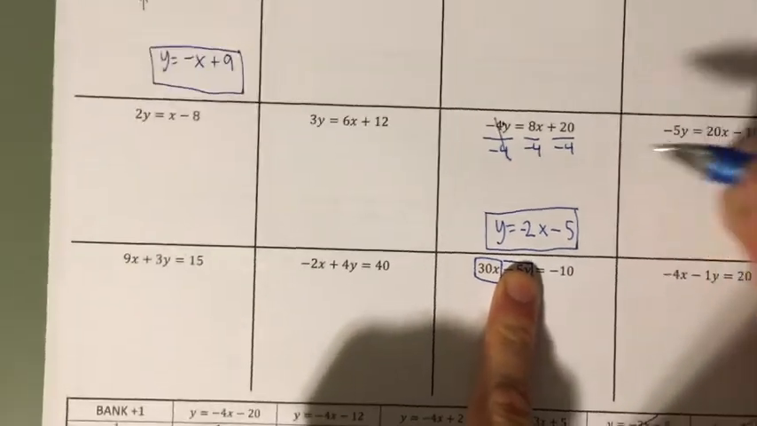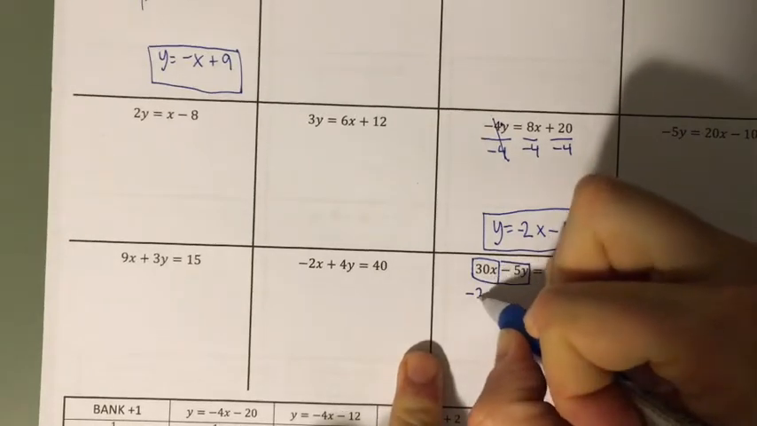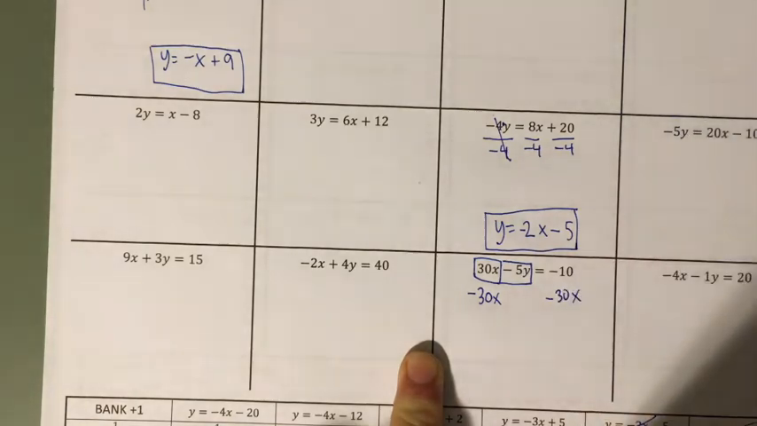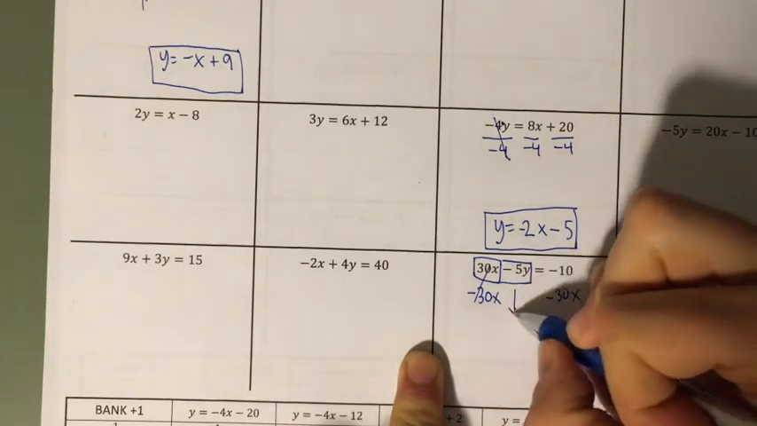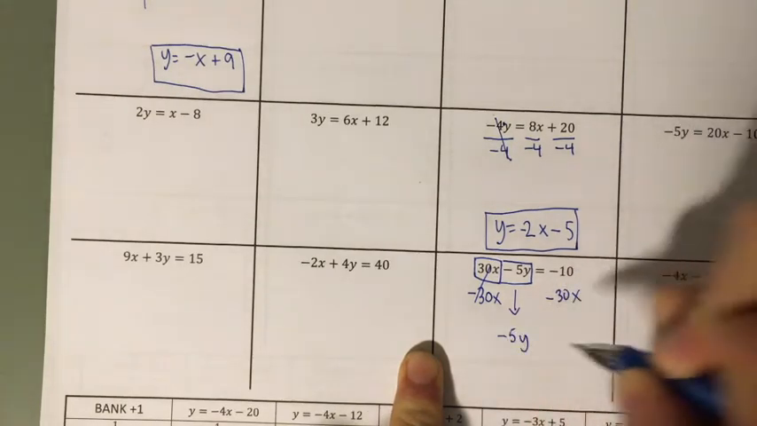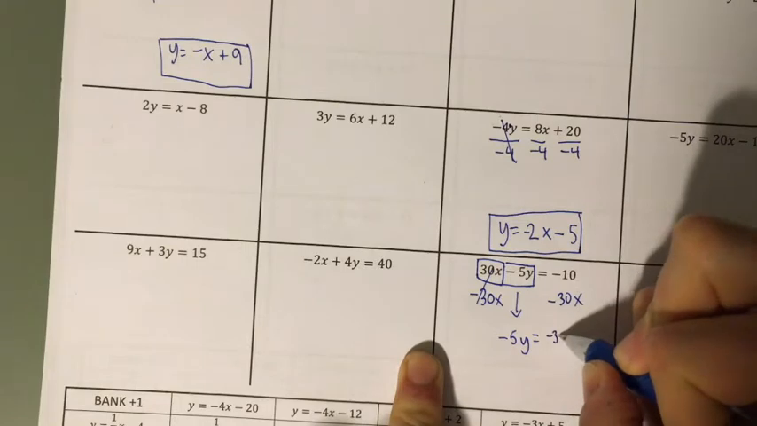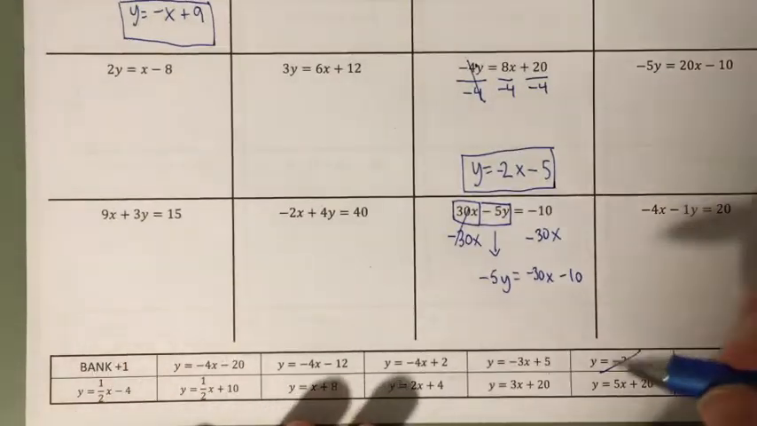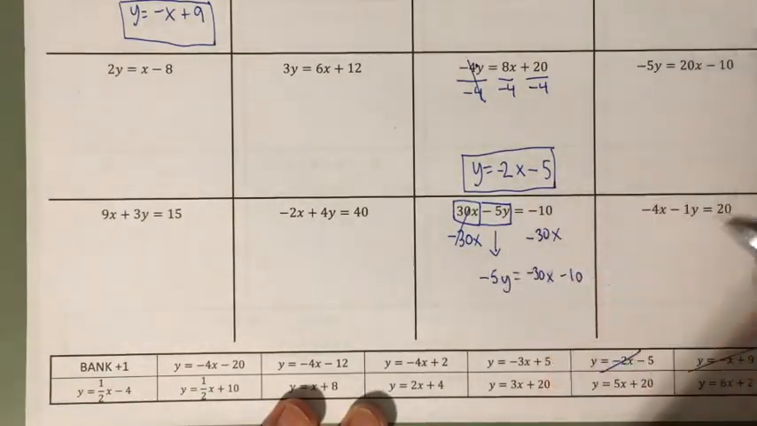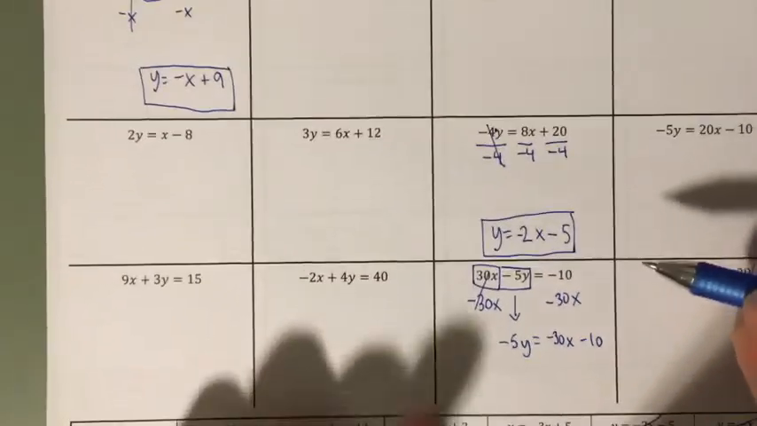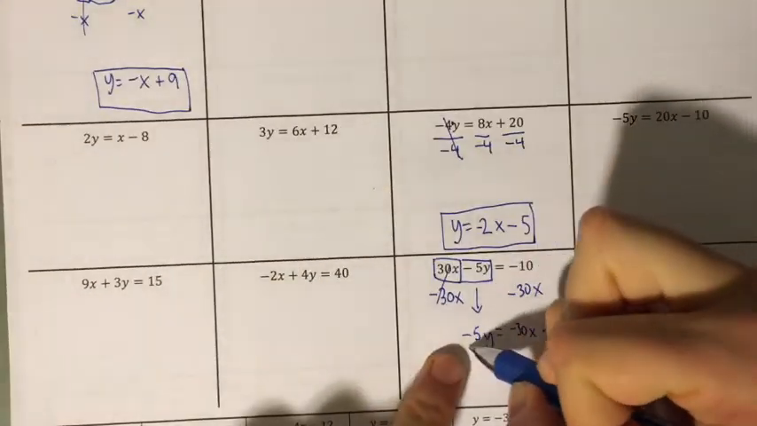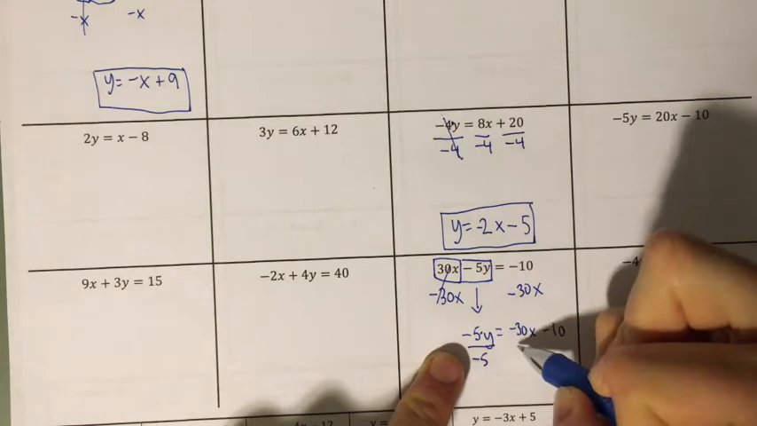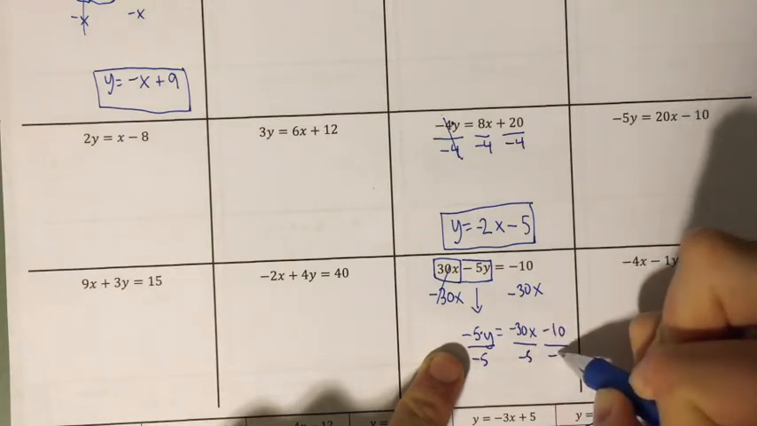It's a positive 30x. If I want it to go away, I'm going to just take it away. So the opposite of positive is negative. Anything I do to one side, I do to the other. Cancel. That negative 5y is just going to come down, which makes negative 30x, and keep the negative 10. So then our last step is just to get that negative 5 to go away. So kind of like what we did here, you're just going to do the opposite of times negative 5. So I'm going to divide negative 5, divide negative 5, divide negative 5.